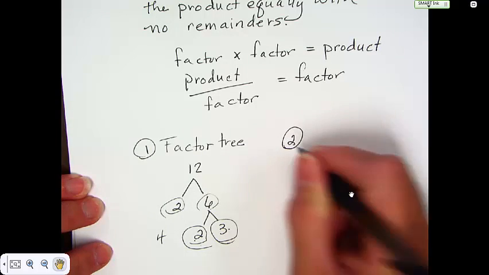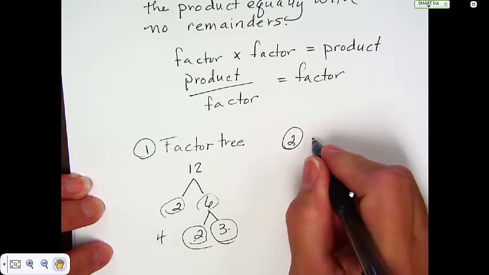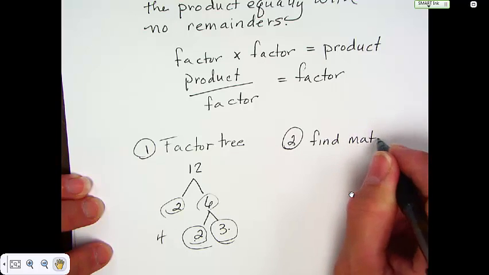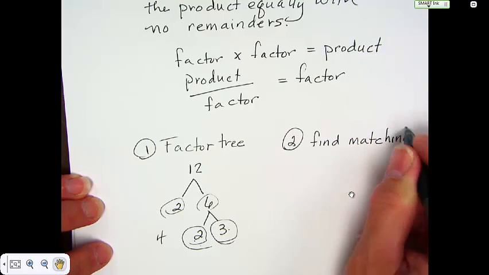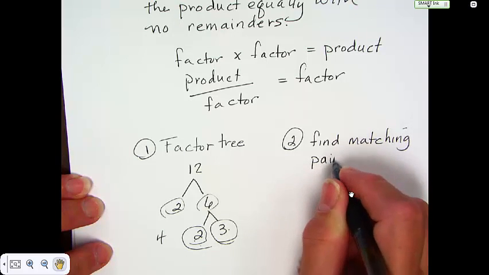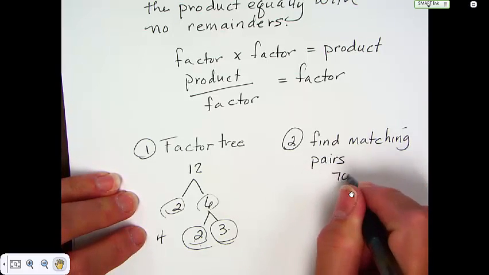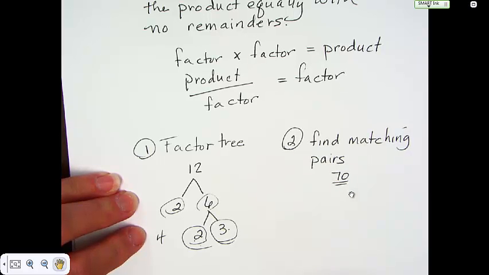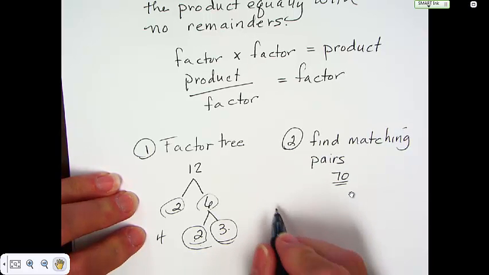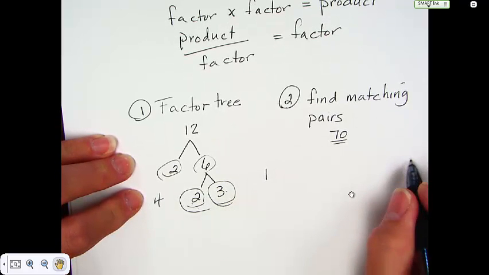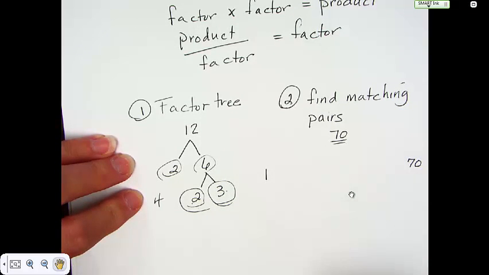Another way that people have found to find factors is to find the matching pairs. And actually this one is kind of fun. Okay, let's say we take the number 70. We're going to find all the factors of 70. And we start out and we make a wide grid here. Okay, I'll move this up just a little bit. You got 1 and you got 70. Okay, 1 and 70 are factors of 70.